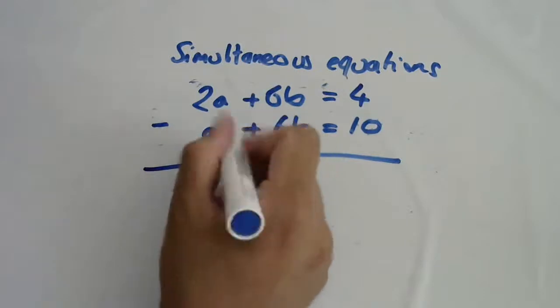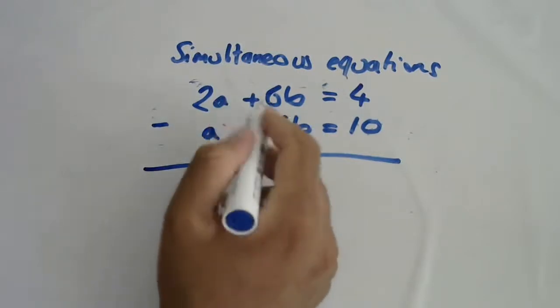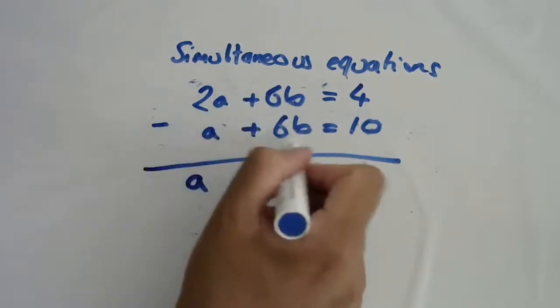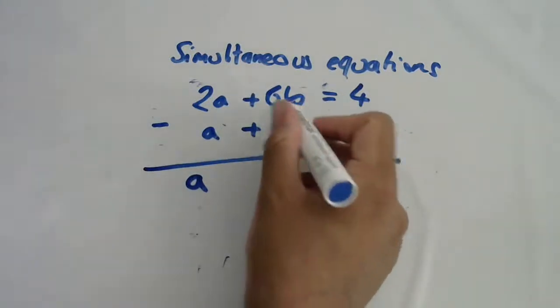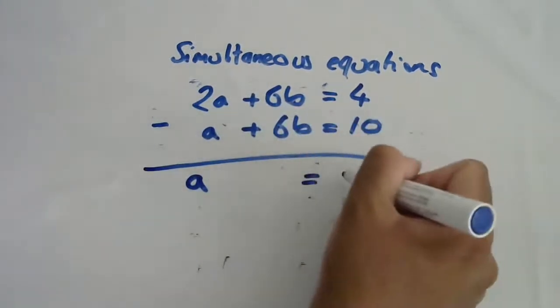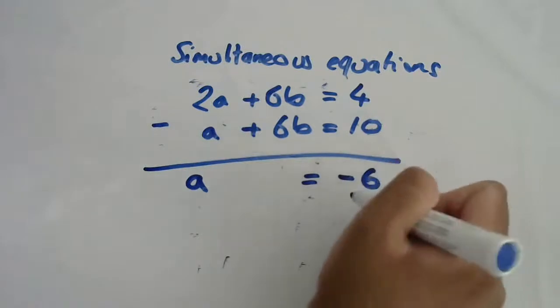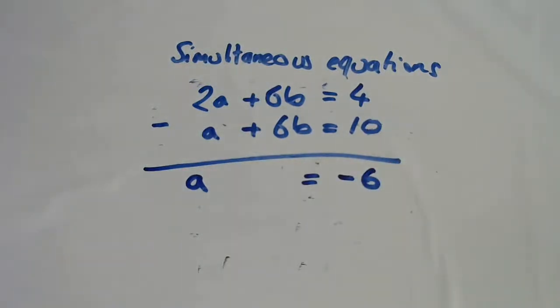2a minus a is 1a. Yeah. 6b minus plus 6b is just going to be minus 6b. 6b minus 6b is 0. And then a is minus 6. Yeah. Now we've got a is minus 6.